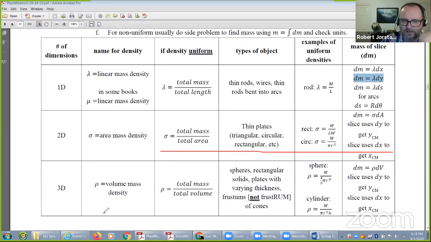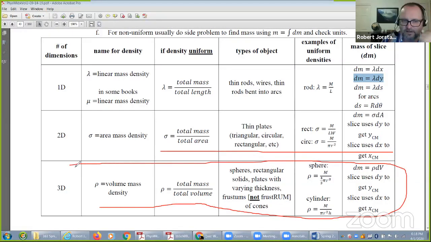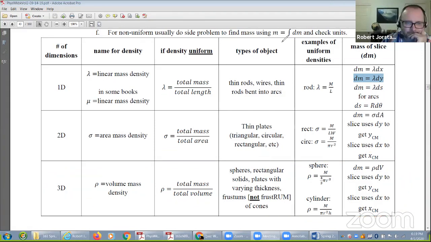Rho, your density. This is one that you've seen probably the most in a chemistry class or even in a physics class. Sometimes we will talk about area density, a linear mass density, or a volume mass density. I'm going to check the chat real quick. Yep. Okay, he's got it.